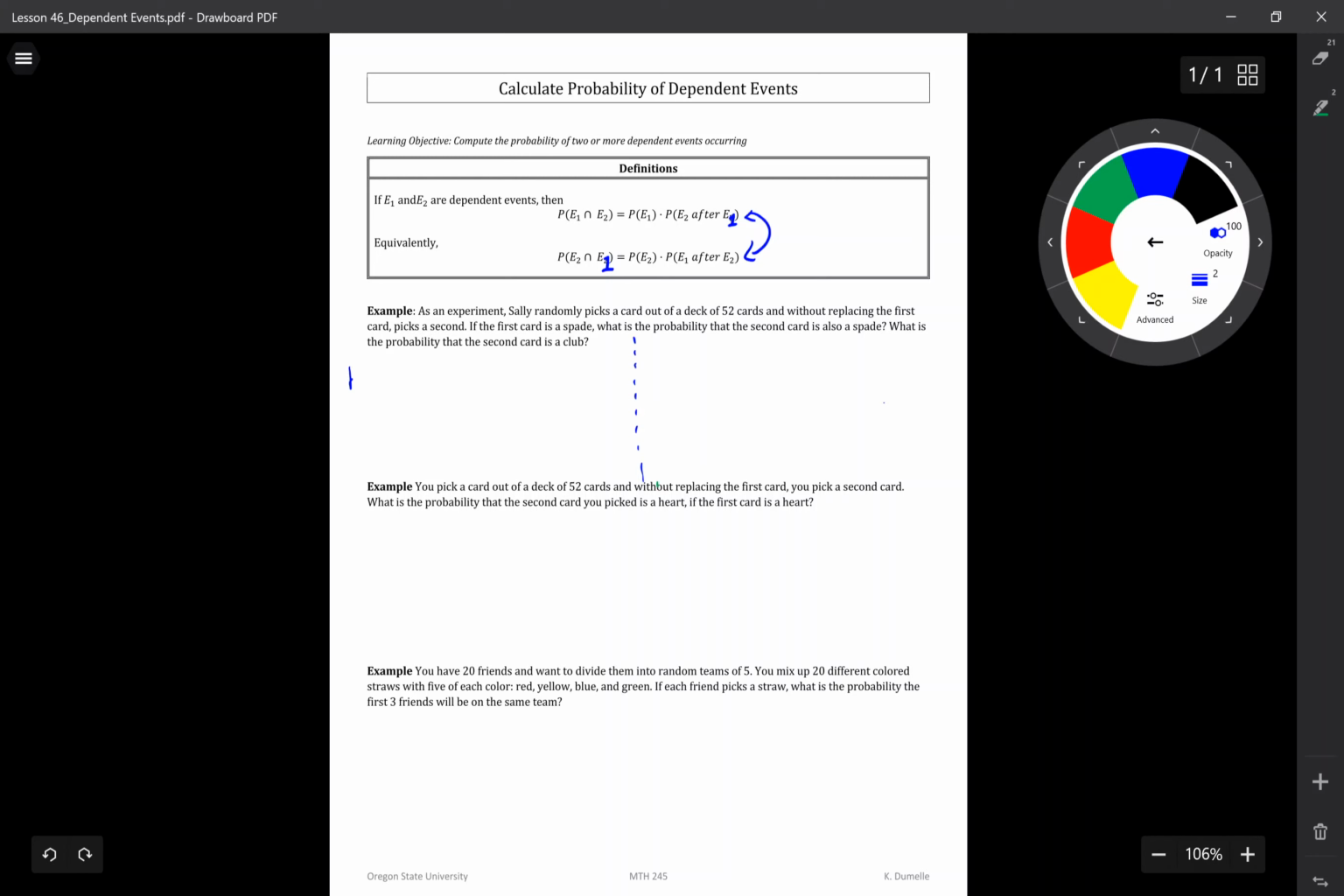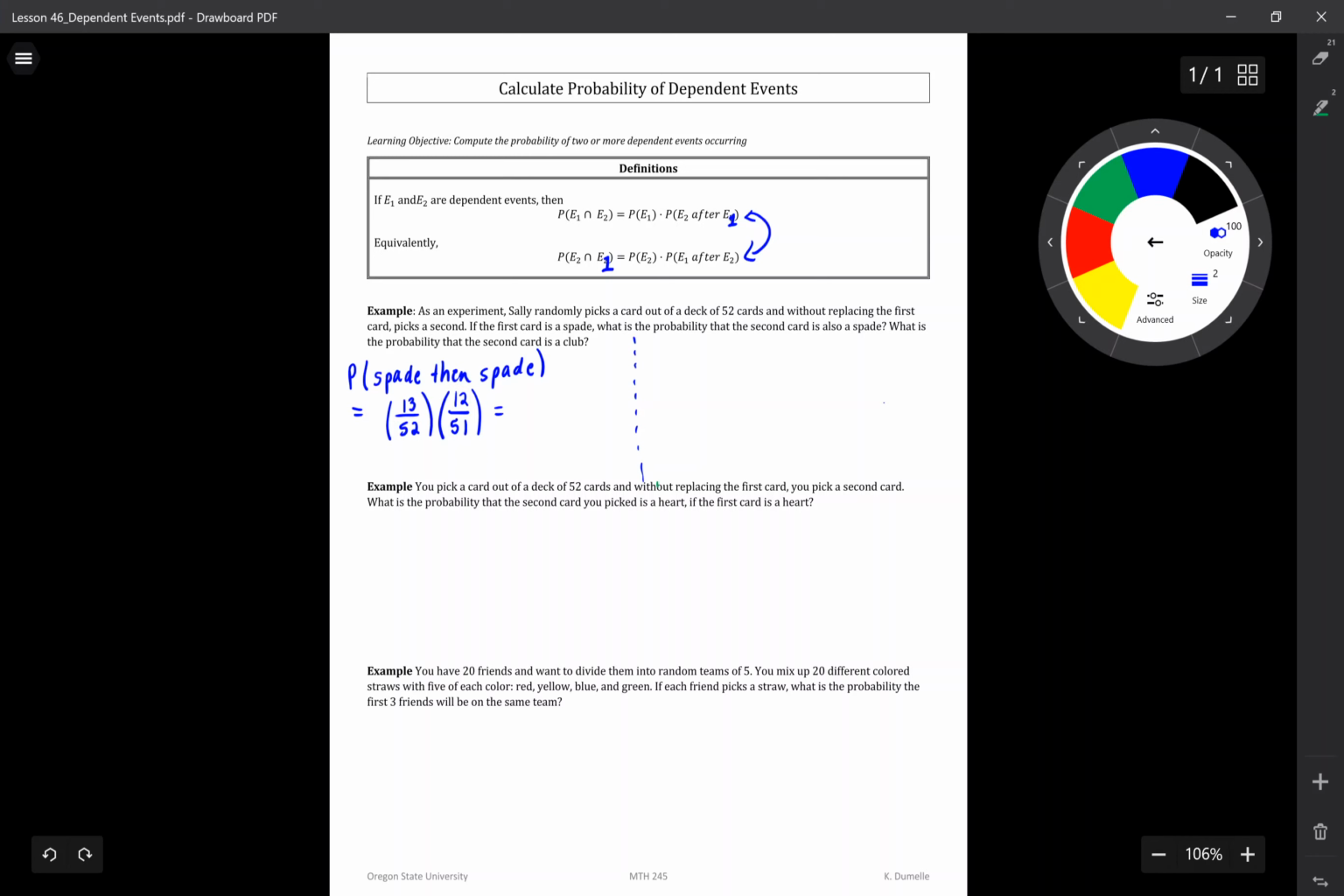So the probability that I pick a spade and then a spade, so here my event 1 and event 2 are picking a spade. This is equal to the probability that the first one is a spade. What is that probability? Well, I have 13 spades out of 52. And then what's the probability that my second card, after I pick a spade, is also a spade? Well, I would have 51 cards left to pick, and if my first one is a spade, then I know that I only have 12 cards remaining.